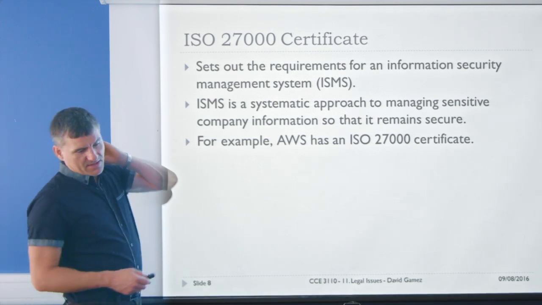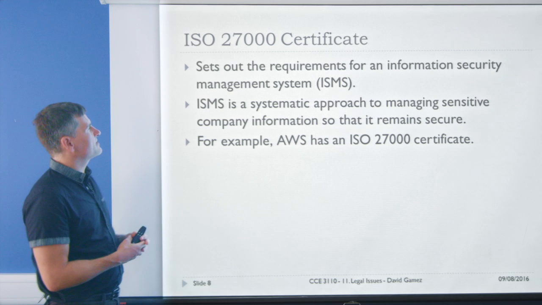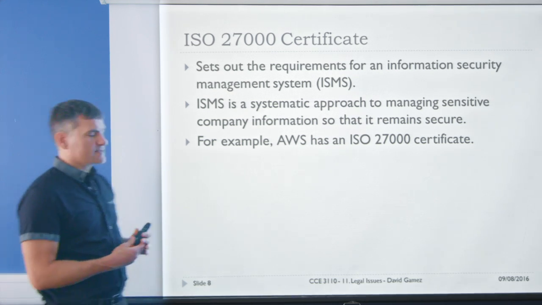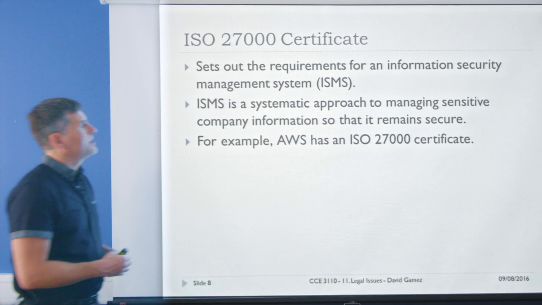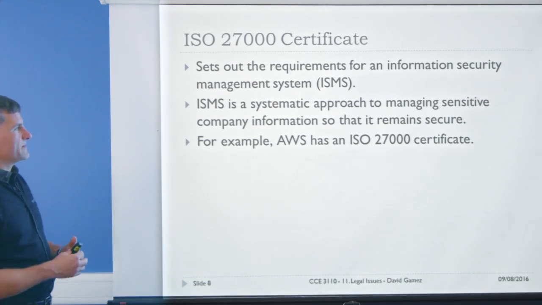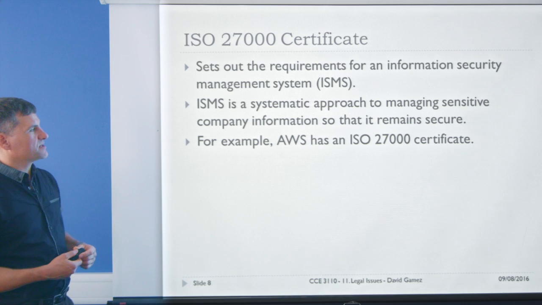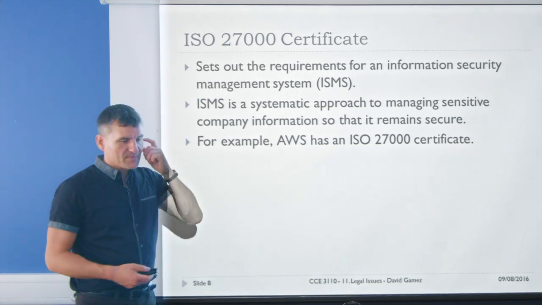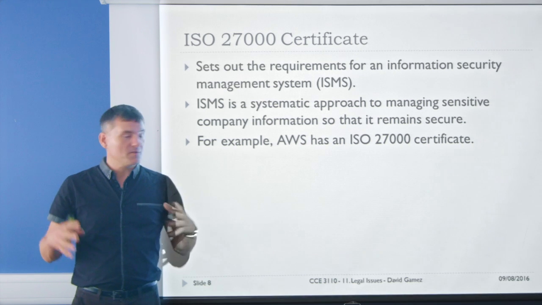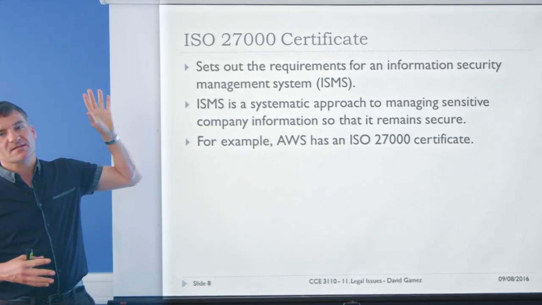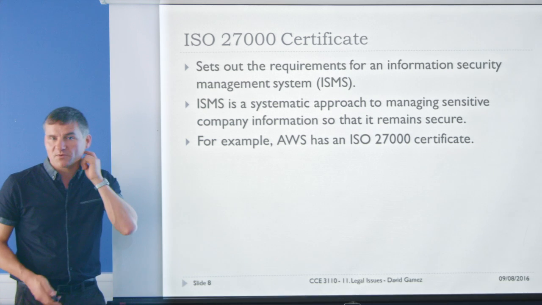So one thing that you can look for when you're picking a cloud provider is the ISO 27000 certificate. That specifies the requirements for how an information security management system should be built, a systematic way in which sensitive company information can be managed so that it remains secure. Amazon has one of these. If they conform to the requirements of this certificate, then that gives you some confidence that they're putting some effort into managing this sensitive data in an appropriate way.